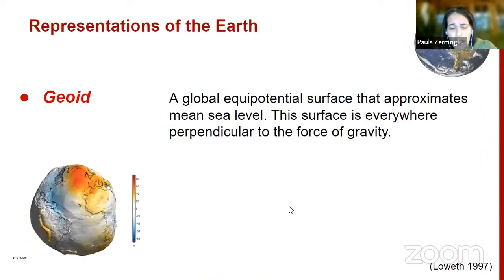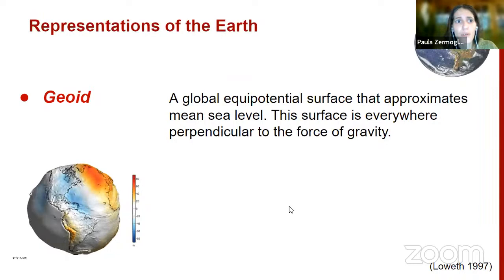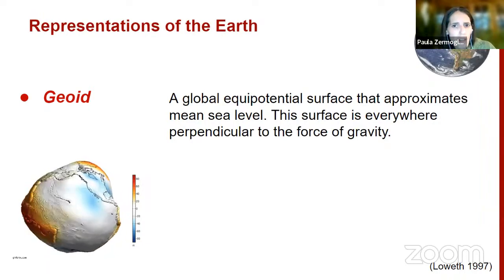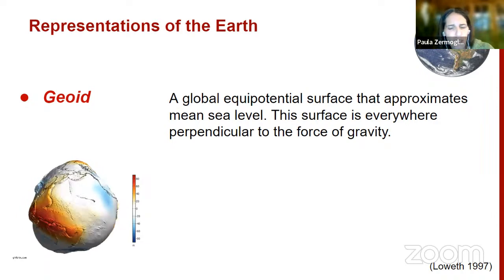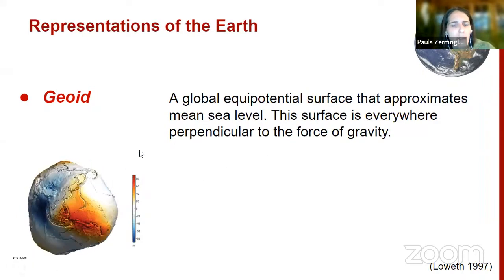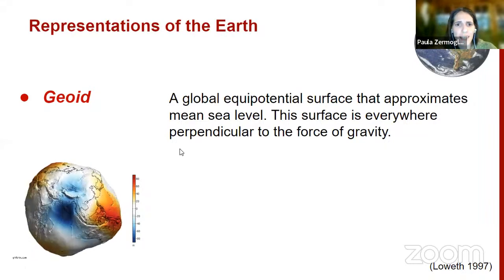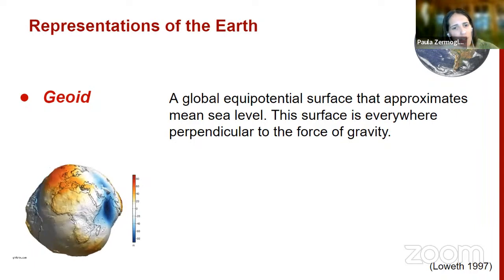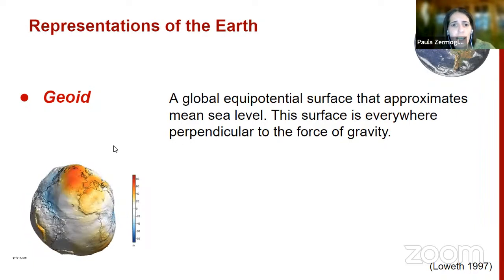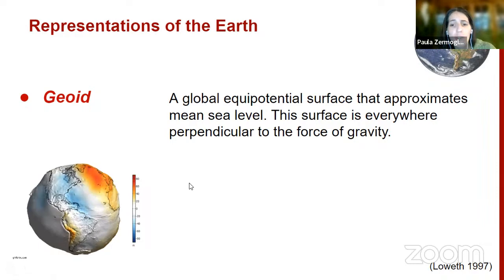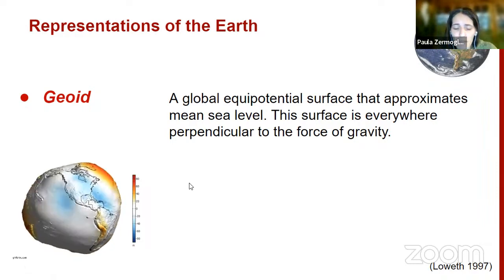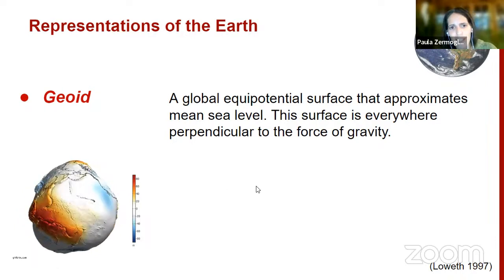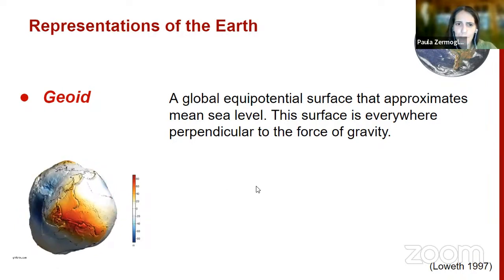Another key concept that we use in representing the Earth is a geoid. A geoid is a global equipotential surface that approximates mean sea level. That means it's a surface that is at the same mean sea level, that unites all that mean sea level. So this surface everywhere is perpendicular to the force of gravity. We can see how it looks on Earth here, and we will see it graphically a little later.